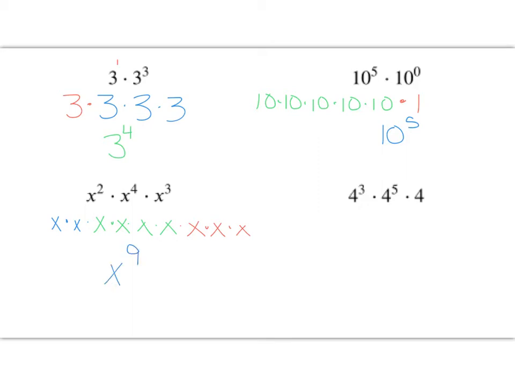Okay, let's do it with the 4's over here. 4 cubed is 4 times 4 times 4, times 4 to the 5th: 1, 2, 3, 4, 5, and then times another 4, like that. So how many 4's do I have? I've got 1, 2, 3, 4, 5, 6, 7, 8, 9. So I end up with 4 to the 9th power. And that's how we want to write all our answers here.